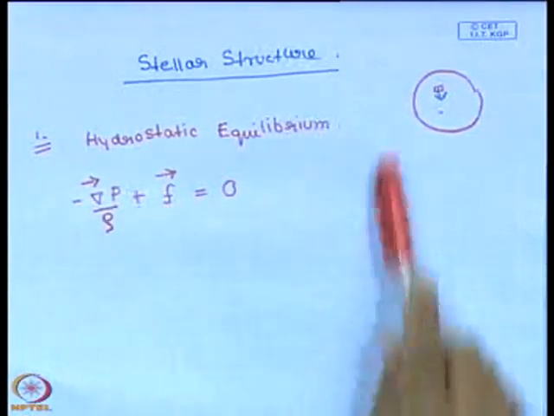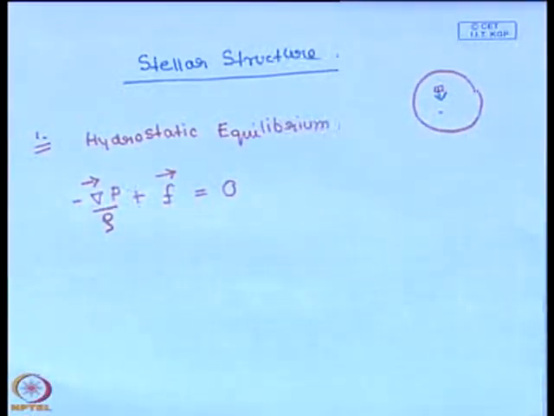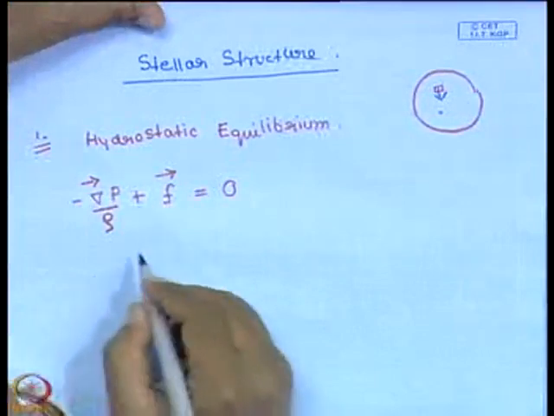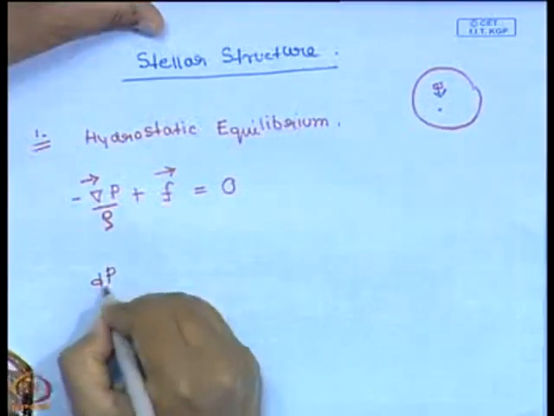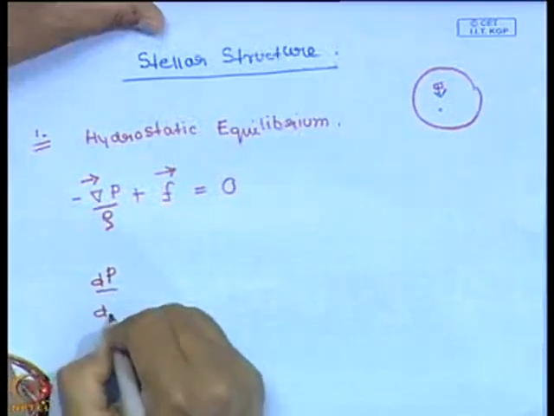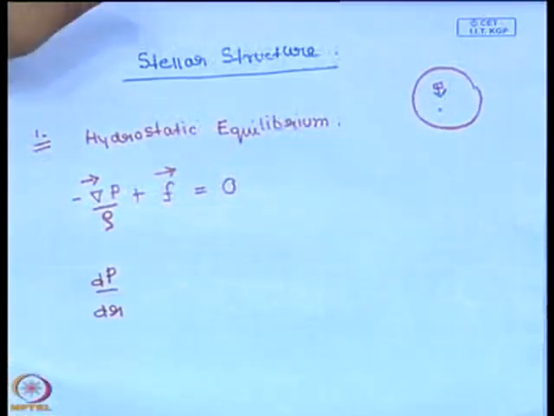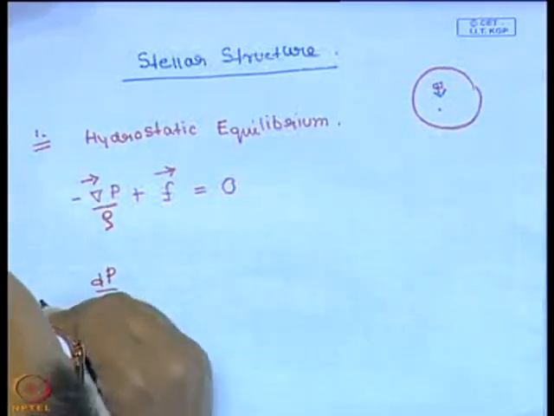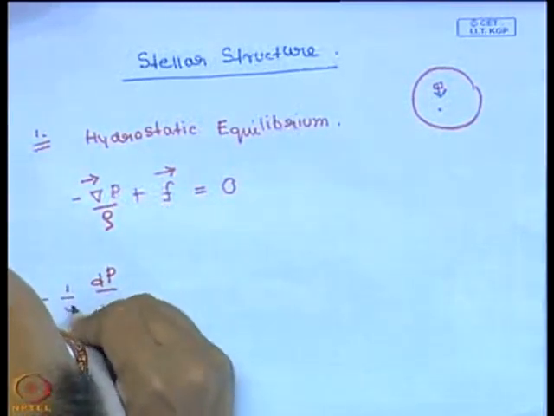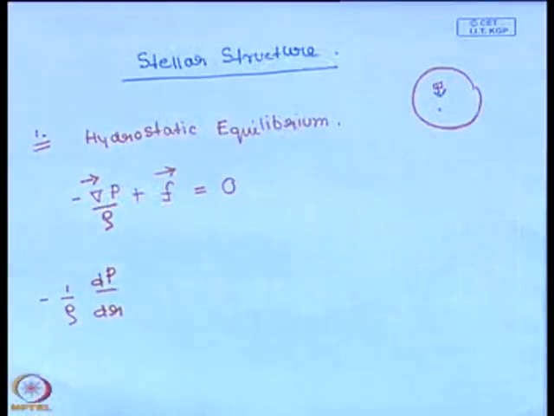Okay. So, everything here is spherically symmetric, and so things are only functions of the distance from the center. The whole thing is assumed to be spherically symmetric. So, we can now write this equation as dP/dr, minus 1 by rho, plus the acceleration per unit mass.